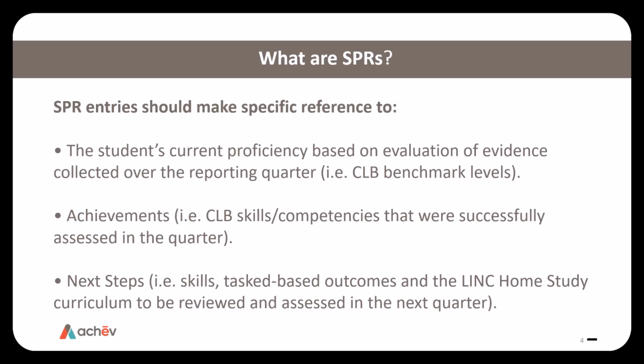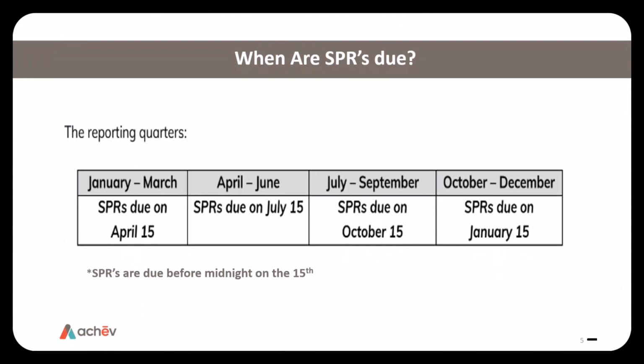So when are SPRs due? The reporting quarters are January to March, and SPRs are due on April 15th of that reporting period. April to June, and SPRs are due on July 15th. July to September, and SPRs are due on October 15th. October to December, and SPRs are due on January 15th. Please note that SPRs are due before midnight on the 15th of each reporting period.